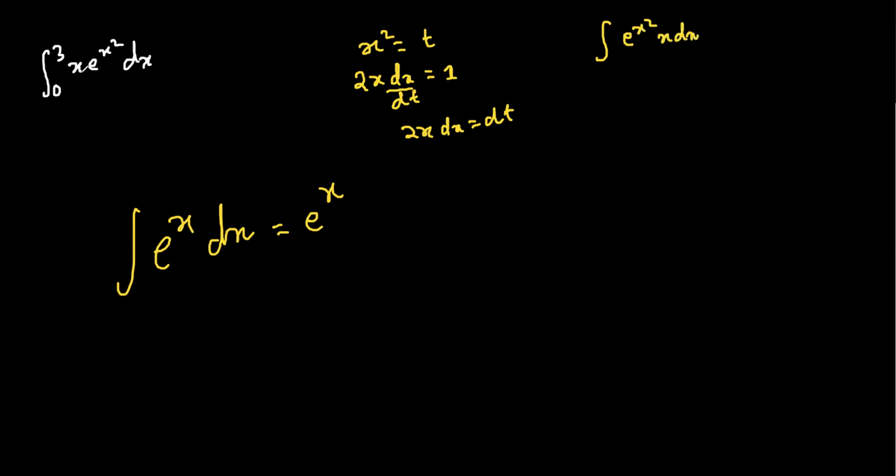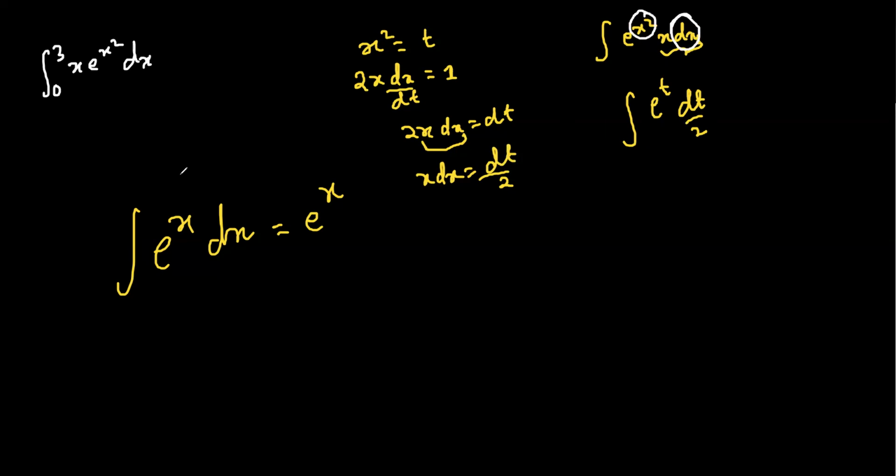I write this question in this form, right? Why? Because we have x dx. If you have x dx, then you can write x dx is equal to dt over 2. So here you can write e raised to t dt over 2, right? Everything you have to change with respect to t. Initially, it was with respect to x, right? If you are changing here, always change this also.